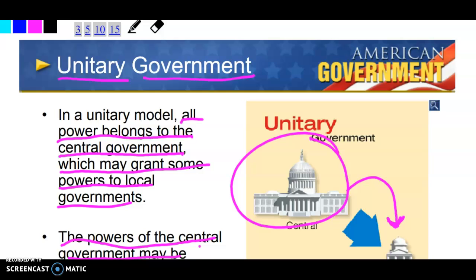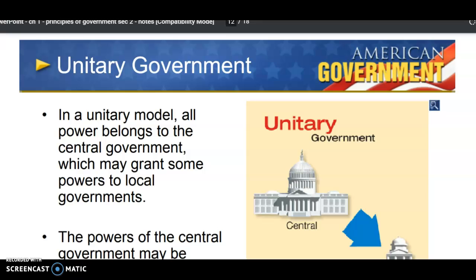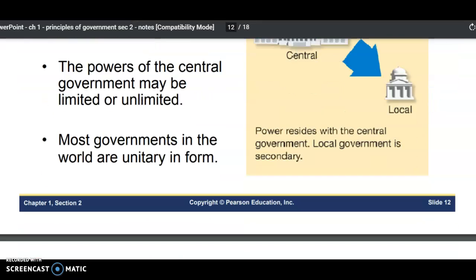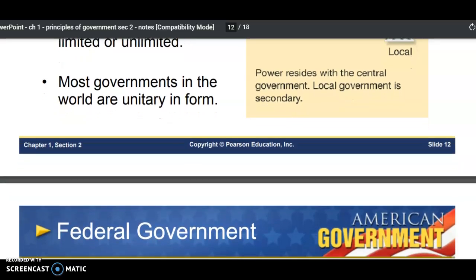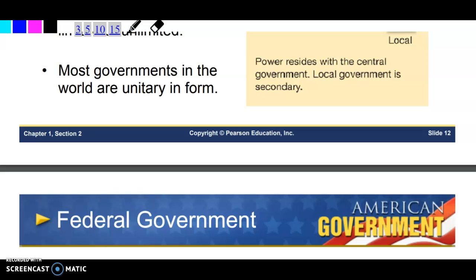Limited. They may be limited or unlimited. The other thing that you do need to know about a unitary government is that most governments in the world are unitary in form.